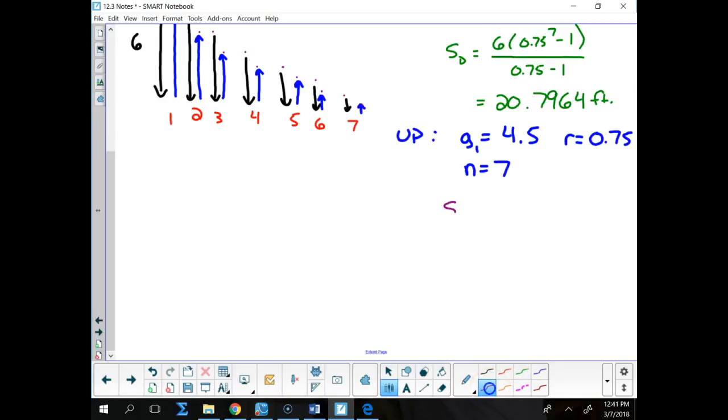So that tells me 4.5 times 0.75 to the 7th minus 1 all over 0.75 minus 1. Oop, not times 6, times 4.5. See that? Divided by negative 0.25 gets me here 15 point.